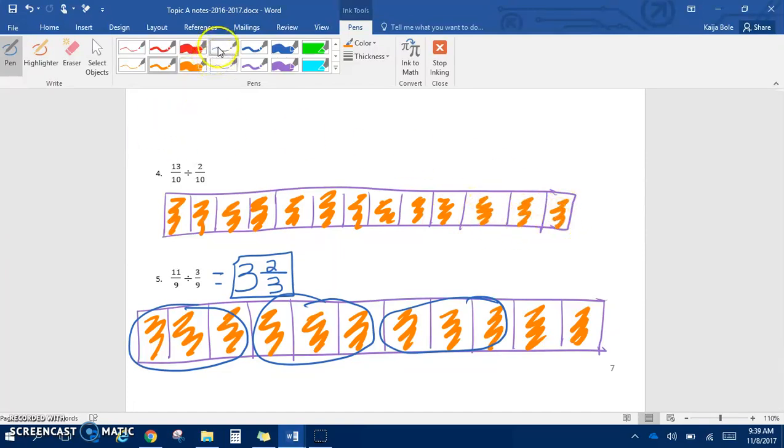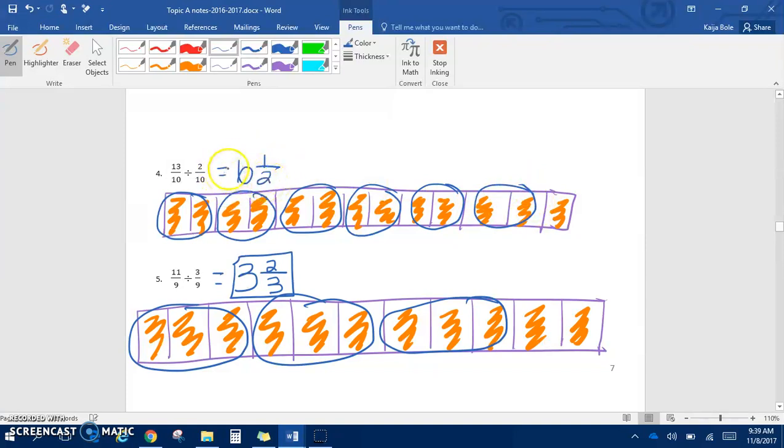Now we are circling in groups of 2 because we are dividing by 2/10. So here's 1 group, 2, 3, 4, 5, 6. So we have 6 whole groups. We have 1 left over, and we were circling in groups of 2. So our final answer is 6 1/2.